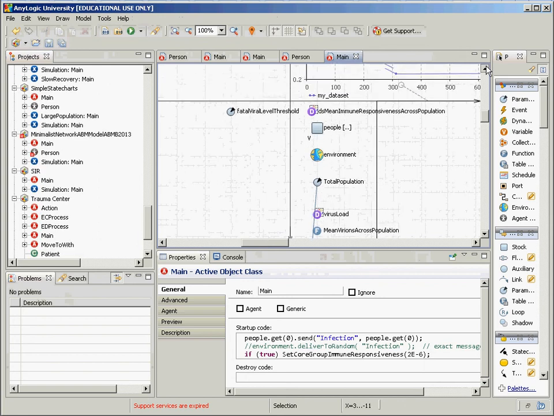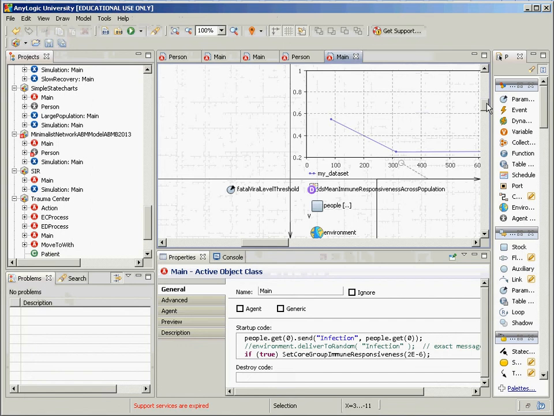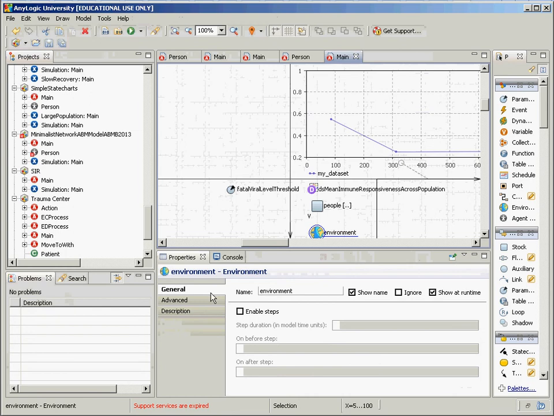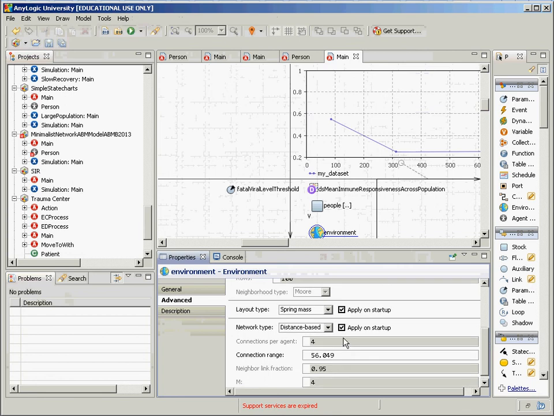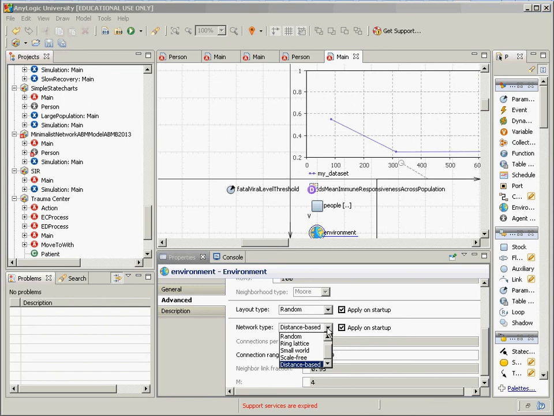Folks, if we wanted to change this to be a distance-based network, how would we do it? This is a quiz. Where would we go? We go to environment. We wouldn't go to person, we go to environment, because that takes care of a set of people. Where in the environment? Advanced, thank you. And we could go down and do a layout type, random, and network type, distance based, down at the bottom. Boom.